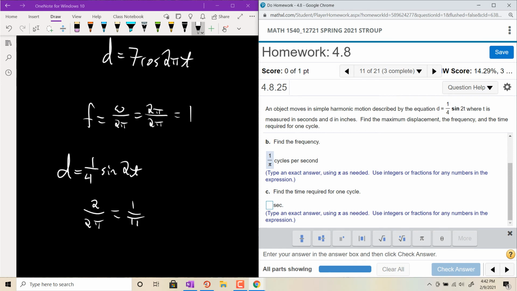So the frequency is in cycles per second. So I find the time for 1 cycle. You need pi seconds. It's just pi.